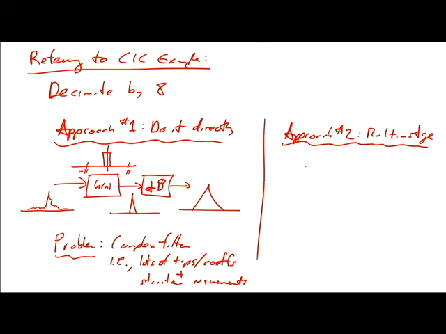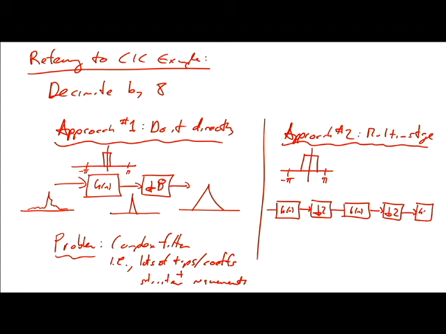So what we can do is, let's say we just design 3 shoddy looking filters, right? So let's say they all look the same. Half band filters. Right? And so what we do is we say, okay, signal, filter, downsample. Then same thing, filter, downsample. And then again, filter, downsample. Okay?